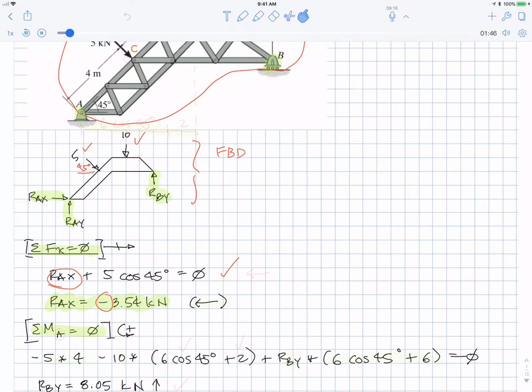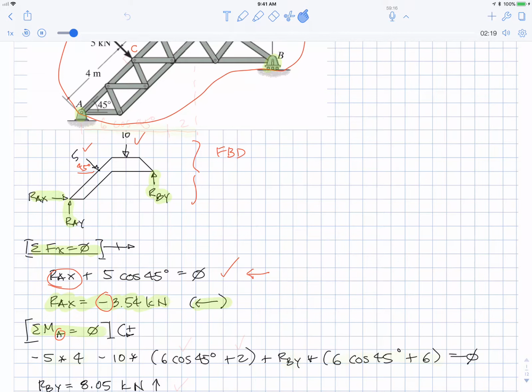3.54. So when I solve this equation here, I got a negative number, which means the original assumption, RAx to the right, was incorrect. So the correct answer is 3.54 kilonewtons to the left. I'd like you to always draw in parentheses the actual direction. Next, I wanted to get RBy, and I noticed there were two reactions at A, so I decided to take moments about A.